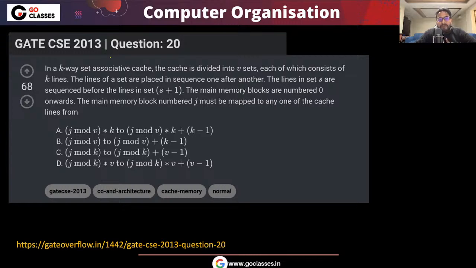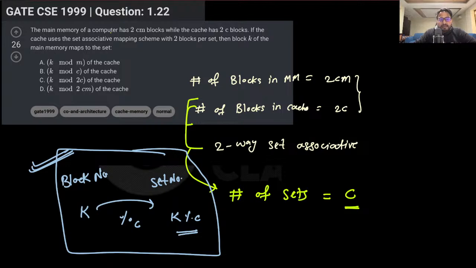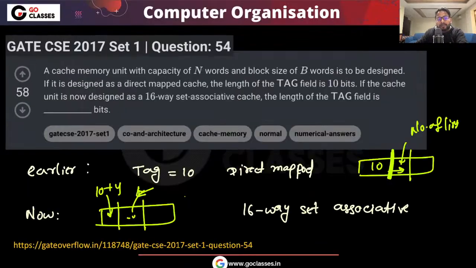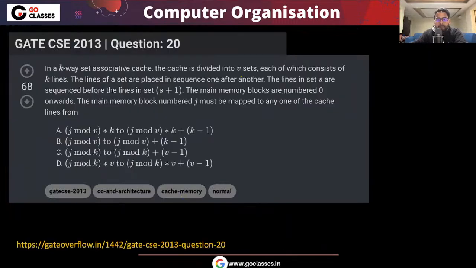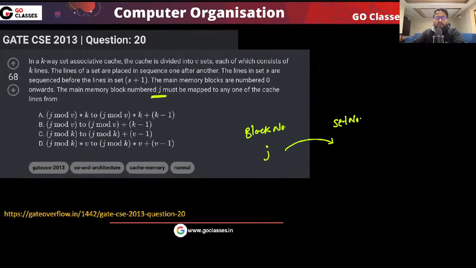Let's see what they are saying. It is just like that question. I think this is a 1999 question. Here they are saying that the block number is given, and they are asking for the set number. Block number J. We know how to find the set number, right? We can do this using the mod operation with the number of sets.